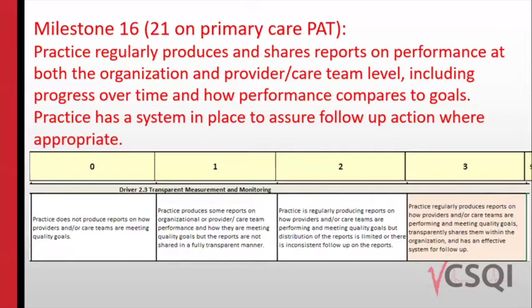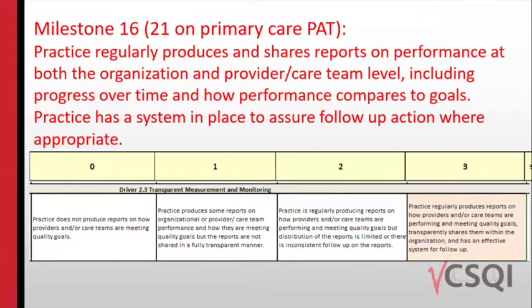And so when we look at this milestone, a score of 0 indicates that the practice does not currently produce reports on how we're performing with certain quality or operational metrics. A score of a 1 would indicate that the practice produces some reports at the provider or the care team level, but the reports aren't fully shared with the staff. So somebody is looking at them, maybe thinking about them, but we're not sharing them with the frontline staff who may be the right ones to help problem solve with that.